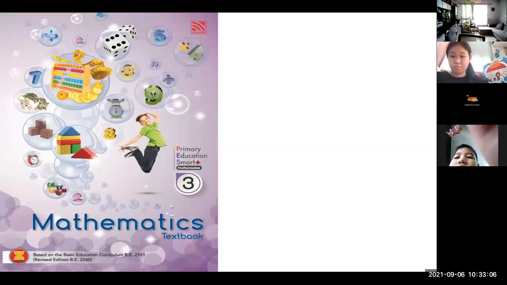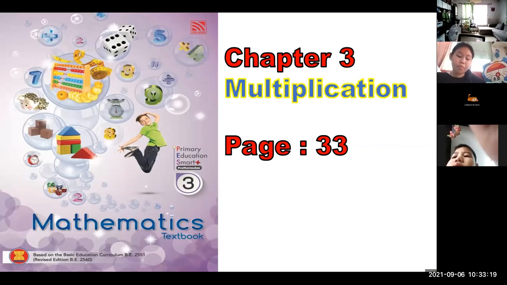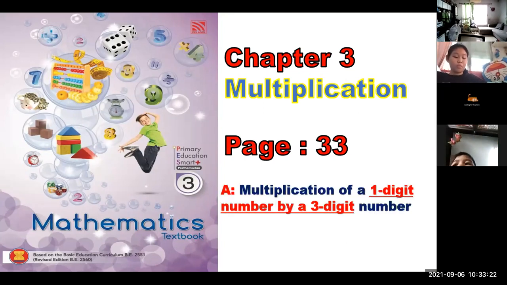Now, this is the book that we are using, the mathematics textbook for grade 3, and we are now in chapter 3. In this chapter, we will start on page 33, which is about multiplication of a 1-digit number by a 3-digit number. So we will multiply a 1-digit number by a 3-digit number. When we say multiply, that means times, okay? When you were in grade 1 and grade 2, you already learned what multiplication is all about.